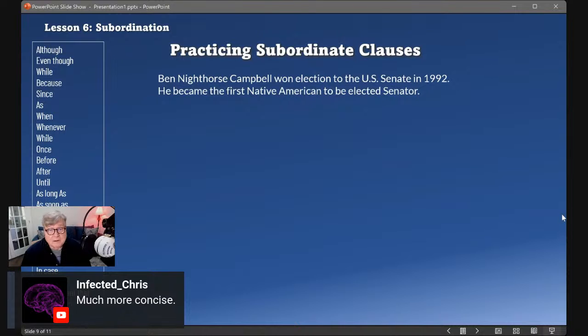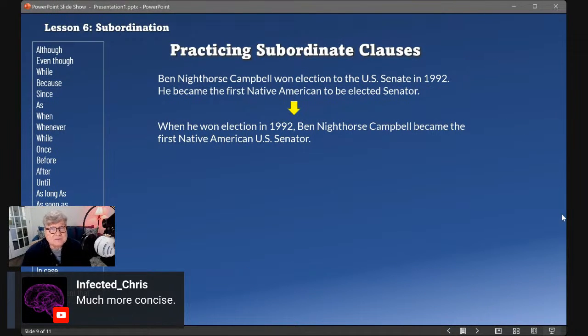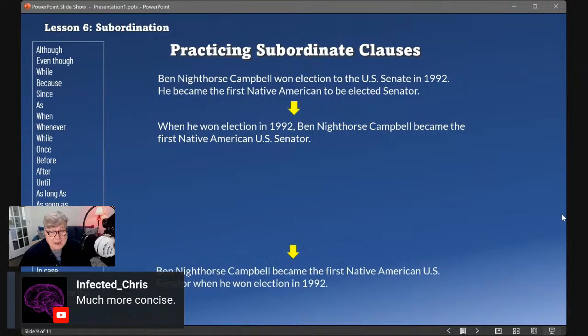The first African American was, of course, during the Reconstruction period. Okay, here we have emphasis on the biography of Ben Campbell. When he won election in 1992, that's kind of tossed aside. It's in a subordinate clause. It's at the beginning. And now this is in the main clause at the end, so it receives more emphasis. Ben Nighthorse Campbell became the first Native American U.S. Senator.